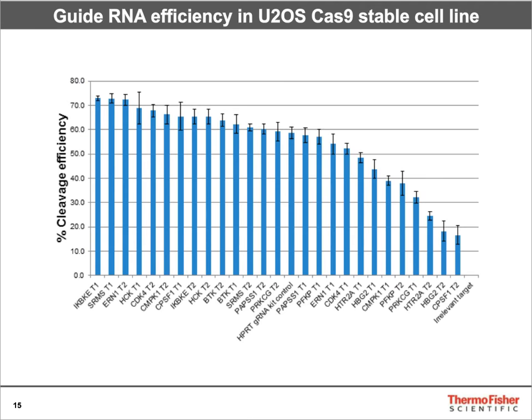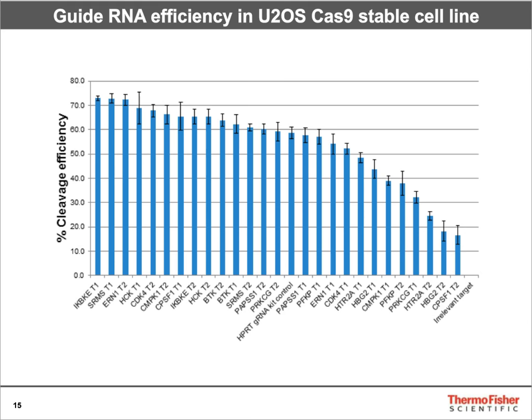So here is an example from an experiment that we did in a U2OS Cas9 stable expressing cell line. We synthesized purified guide RNAs using the method I just described for 13 different kinase genes, along with an HPRT guide RNA control and an irrelevant negative control that did not have a respective PAM site within the cell. What's shown here is the percentage cleavage efficiencies using the GNR cleavage detection assay.